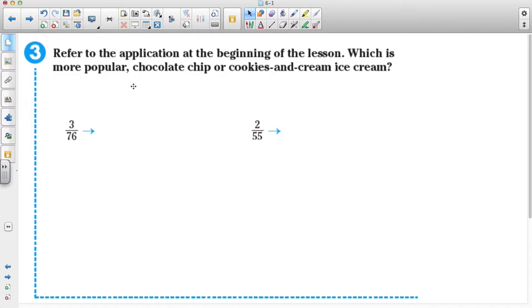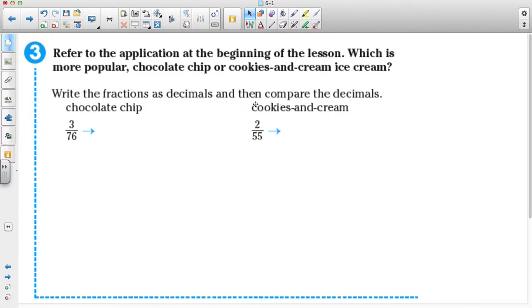So we can actually go back to the application at the beginning of the lesson and see how we can apply this. We will need to write fractions as decimals and then compare the decimals. The chocolate chip fraction got 3 over 76 votes, and as a decimal, this is 0.03947368842. Again, you are using a calculator for this. And for the cookies and cream, 2 divided by 55 using a calculator will be 0.3636363636. Okay, it goes on forever.